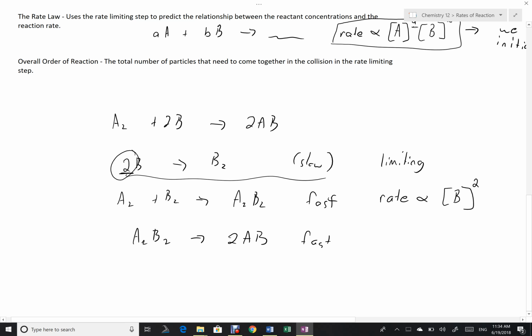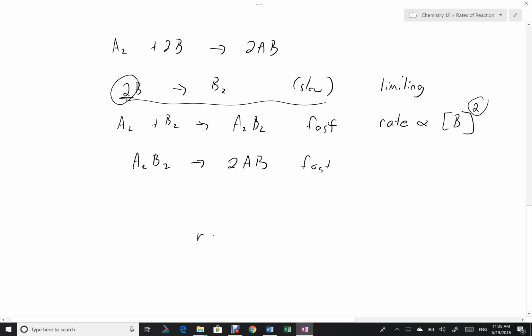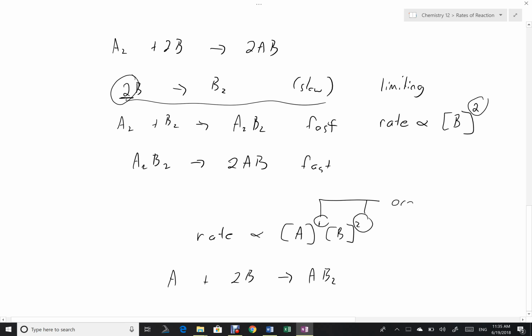Finally, the overall order of the reaction, which depends on the number of particles that need to come together to make a collision, can be found by finding the total of the exponents in the rate law. If we said rate, for example, in some other reaction we haven't made up yet, was related to A to the power 1 and B to the power of 2, we would say that 3 particles need to come together to make this reaction happen. So we would call this an order 3 reaction.